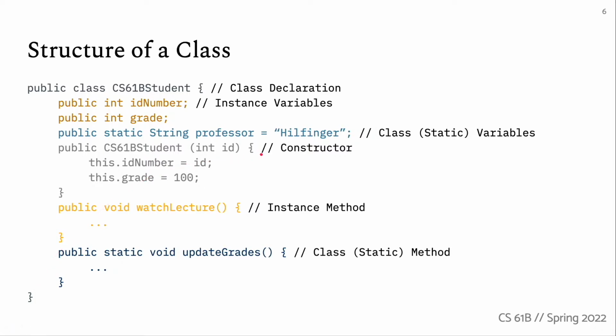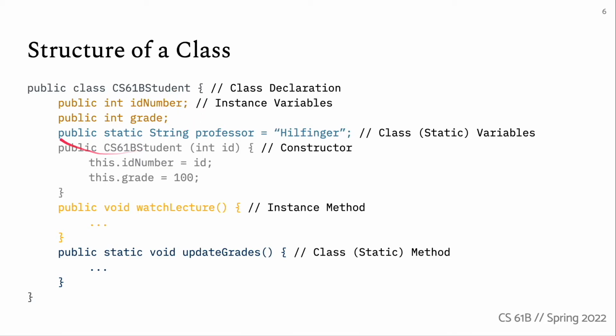So here, an example is a CS61B student class. This first line is a class declaration, and it's just public. That's who can kind of use or see this class. The keyword class, and then the name CS61BStudent, which we just made up.